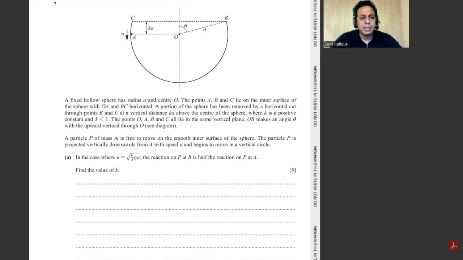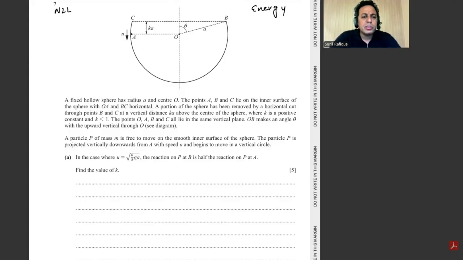This is the base level. A particle is thrown here, projected with the speed of u, and it reaches B. So they're saying part a, in the case where u is root of 6/5 ga, the reaction on P at B is half the reaction on P at A. Find the value of k. So with these kinds of vertical circle questions, there are two things that need to be considered. First is Newton's second law, and then the second is the energy. That's what we will look into.